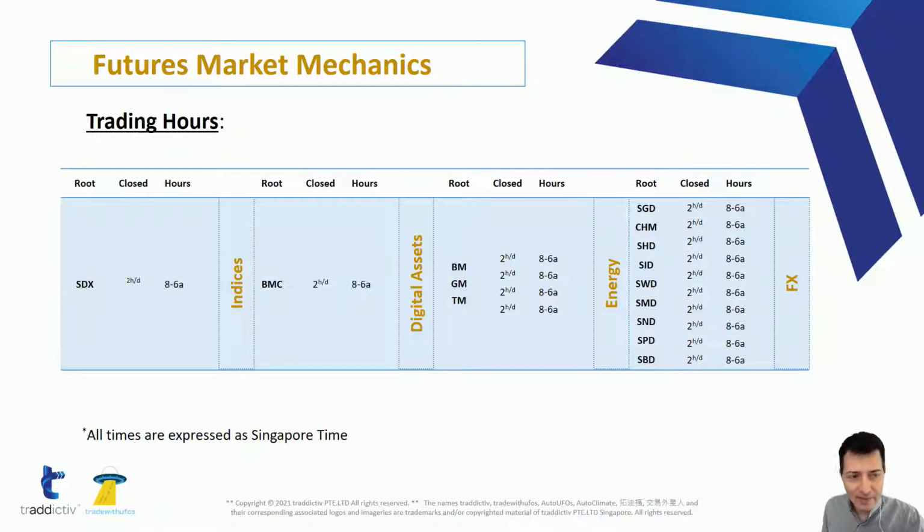What about trading times? Well, Singapore products close 2 hours a day, and this applies to all products. All products begin trading at 8 a.m. local time in Singapore, keep trading the whole day, keep trading the whole night, all the way to the next day at 6 a.m., where the market will close and reopen again at 8 a.m. So in other words, no matter the product, we have 2 hours of closing every day, okay?